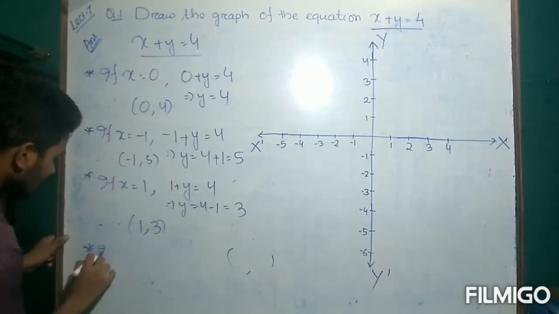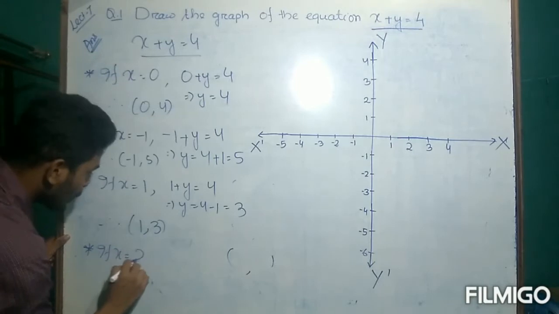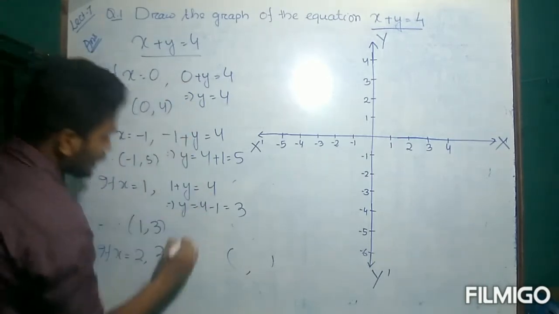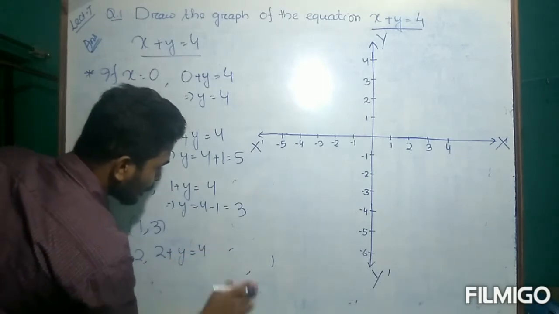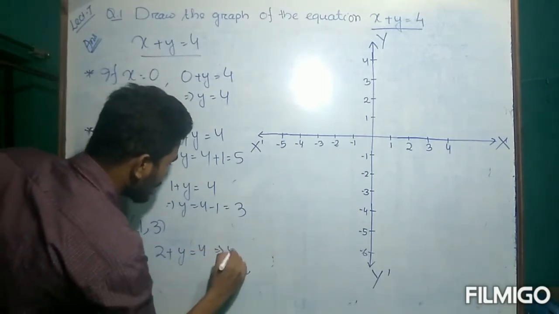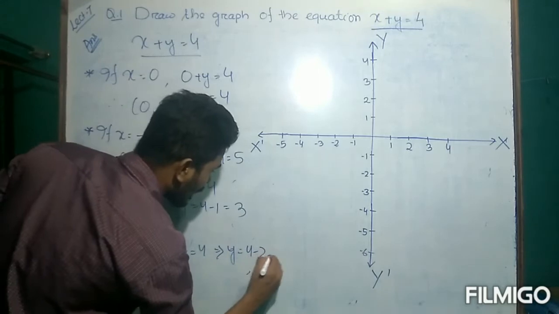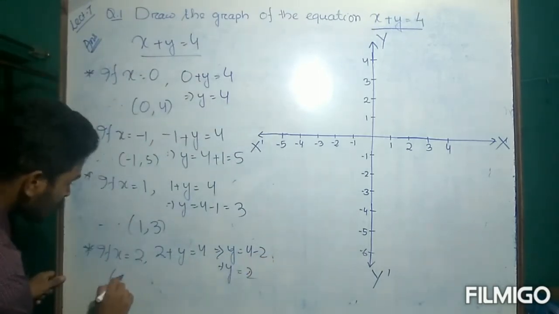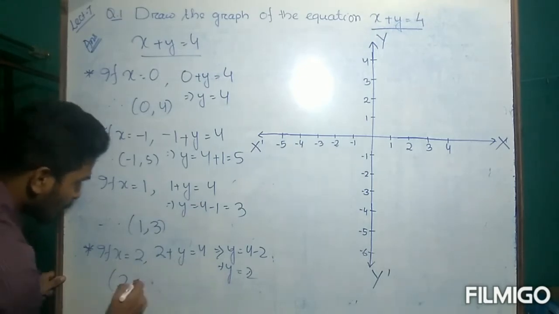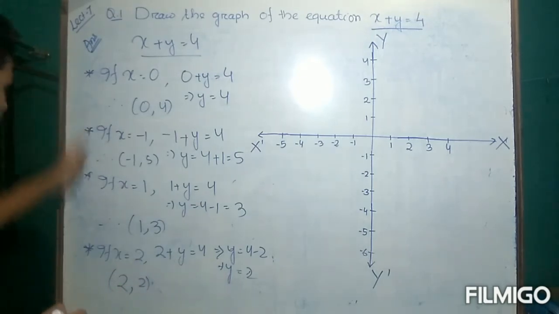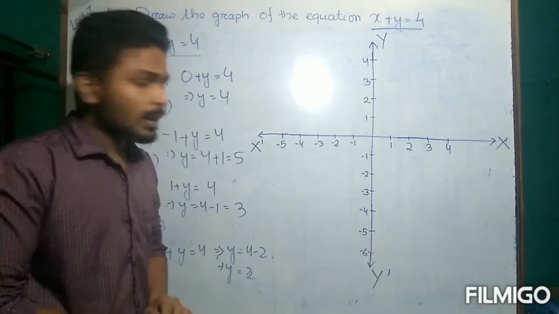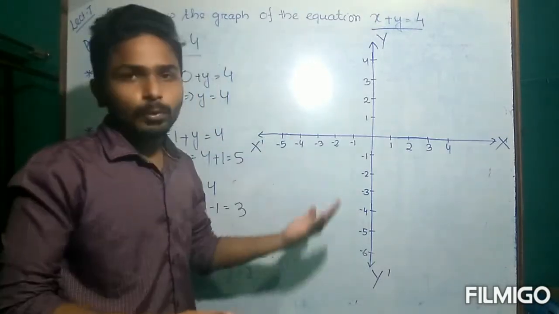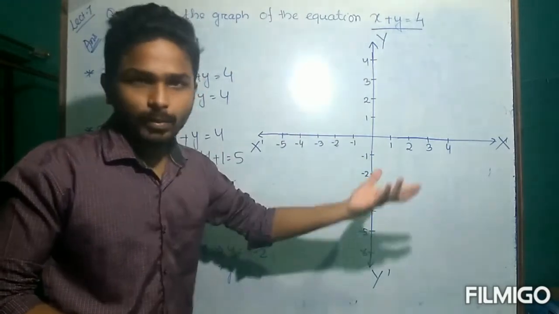Then if you put x to be 2, the equation becomes 2 plus y is equal to 4. This implies y is equal to 4 minus 2, so y is equal to 2. Hence you get the solution (2, 2), x coordinate first, y coordinate second. In this way we get 4 solutions. If you want, you can find more than 4 solutions, 5, 6, 7 or 8 solutions.